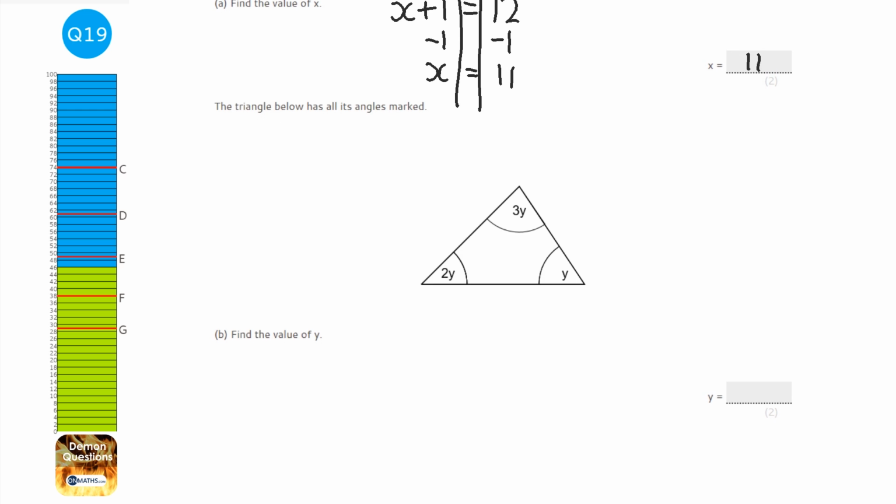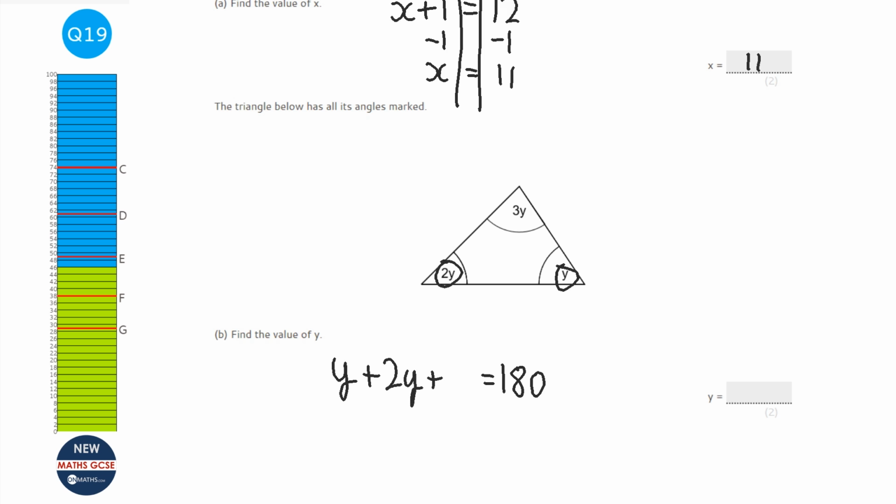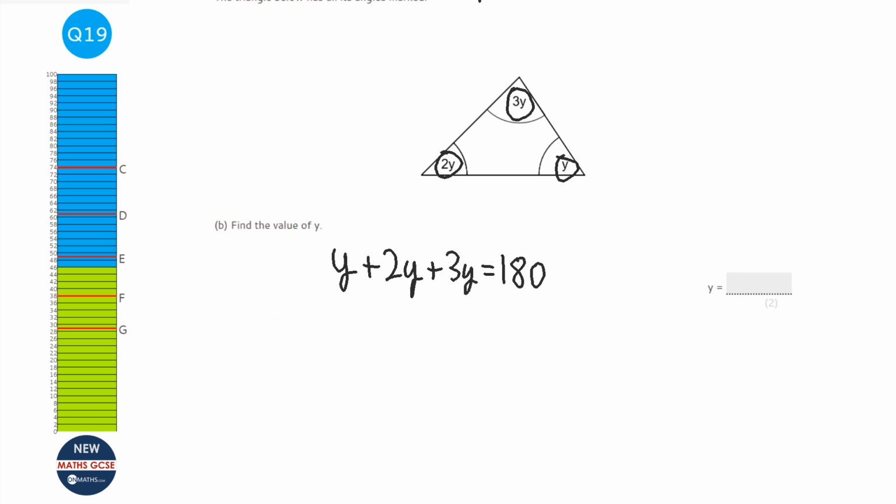Question B. Have a think about what you know. You know that all angles in a triangle add up to 180. So we know that if we add y, 2y, and 3y together, it's going to equal 180 degrees.